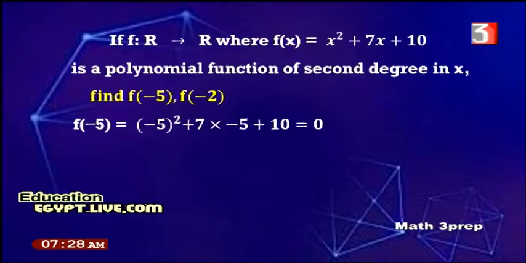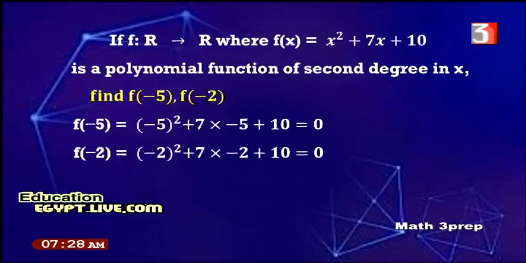Then try to find the value of f of negative 2. By substituting, it is negative 2 all to the power of 2 plus 7 times negative 2 plus 10. It will also give a result of 0. What do you notice? You are going to notice that f of negative 5 equals f of negative 2 equals 0.